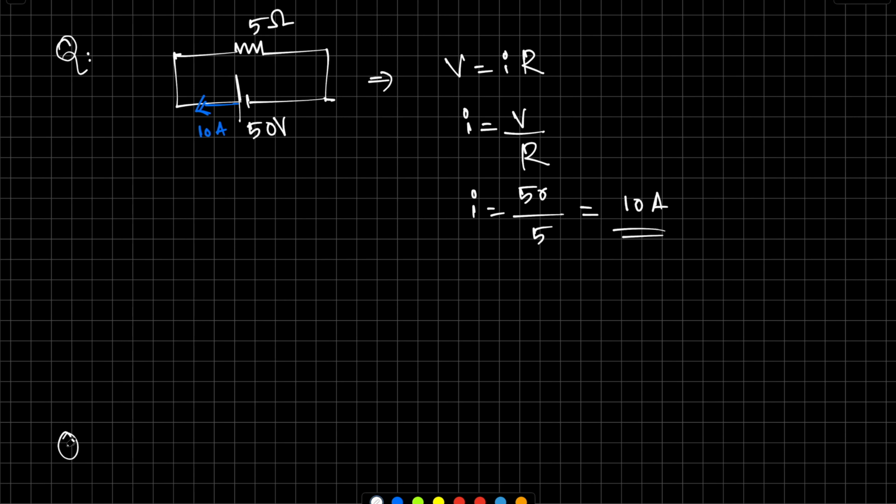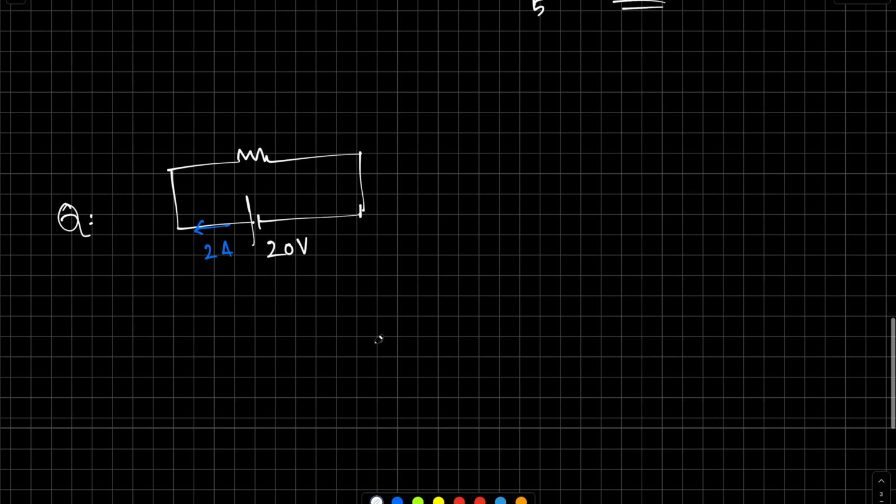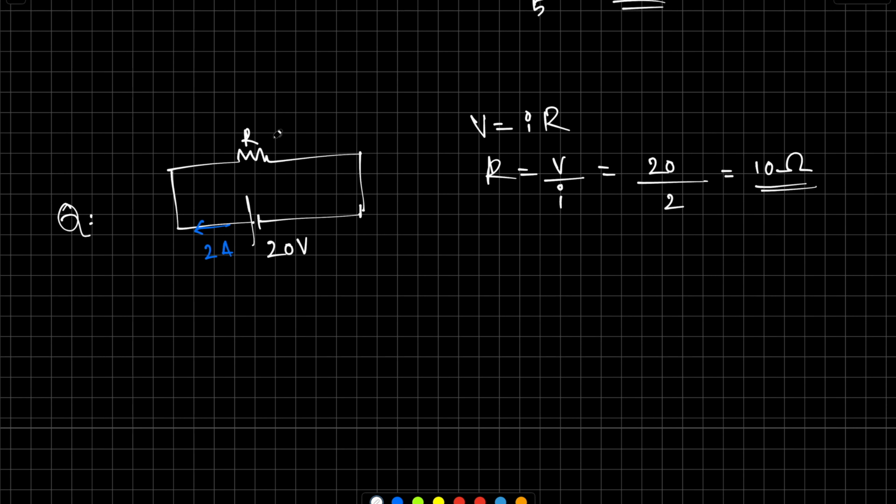Another one, a 20 volt battery connected across an unknown resistor. 2 amps current is flowing through it. Let's find the resistance. V equals IR, R equals V over I. Voltage is 20 volts, current is 2 amps. So 10 ohms. That is the value of the resistance, 10 ohms.